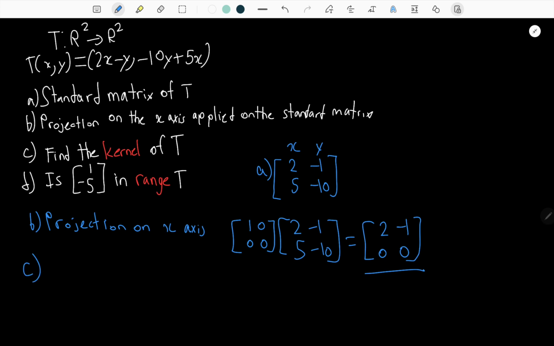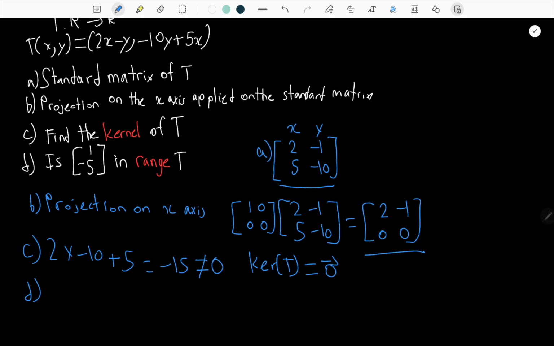For part C, we find the kernel. Let's try our shortcut again. Finding the determinant of the standard matrix is going to be 2 times negative 10 plus 5, which is negative 15, and it is not equal to 0. So we can directly determine that the kernel is 0, since the columns are independent of each other. And for part D, we are finding if 1 and negative 5 is in the range of T. Since the kernel is 0, the columns are independent of each other, meaning that any vector is in this range. So this will definitely give you 1 and negative 5, since this will just be multiplied by 1 and negative 5 here, and this will give you 1 and negative 5.